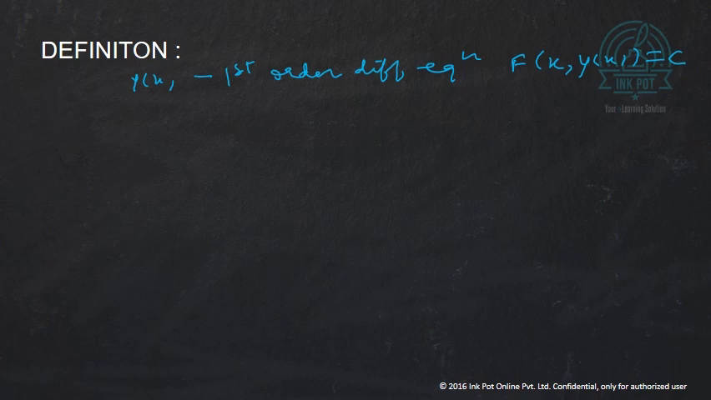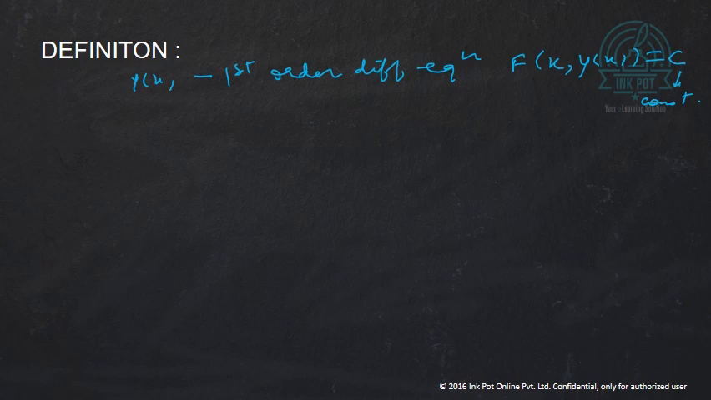Now we know already that the general solution, say y(x), of a first order differential equation is often implicitly defined as a function of x and y. So it is defined as f(x, y(x)) = c. Such an implicit equation usually gives a general solution of a first order differential equation. Here c is a constant.